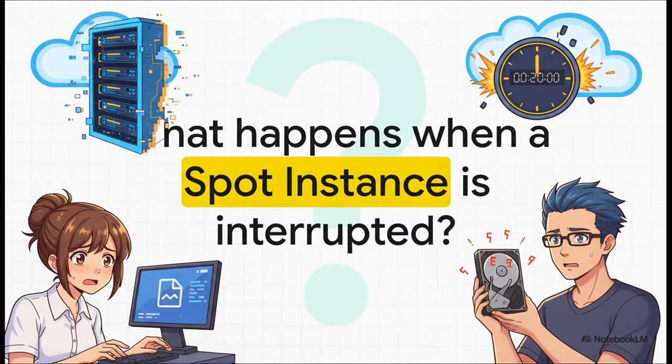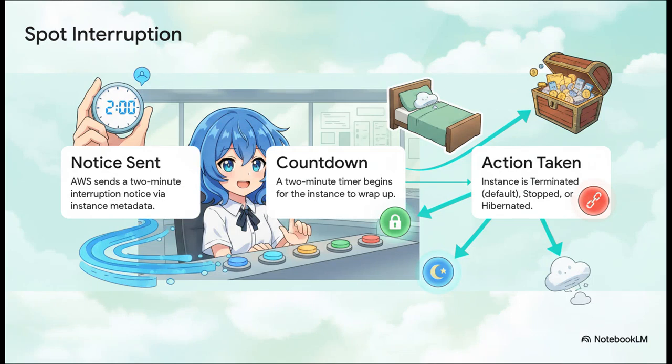Okay, you get that 2-minute warning we talked about, but what actually happens next? Do you just lose all your work? Does it just vanish into thin air? Well, here's the cool part. You actually have control over what happens. While the default action is to just terminate the instance, you can configure it to stop, which saves your data on its disk, or even hibernate, which saves everything in its memory. This lets your workload pick up right where it left off.